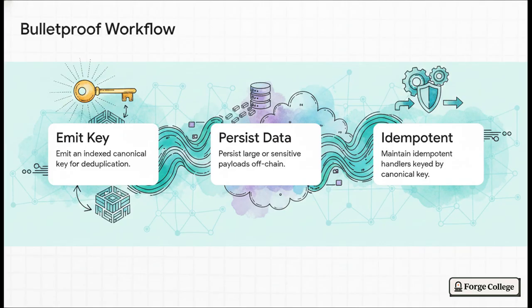Step 1. Always emit an indexed canonical key. Step 2. Persist your large or sensitive payloads off-chain. Step 3. On the listener's side, maintain idempotent handlers keyed by that canonical key. And by the way, idempotent just means if your handler gets the exact same message twice, like from a chain retry, it doesn't process it twice. It just safely ignores the duplicate and your database stays perfectly intact.